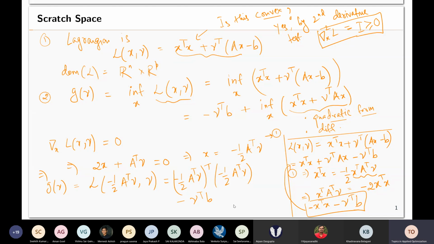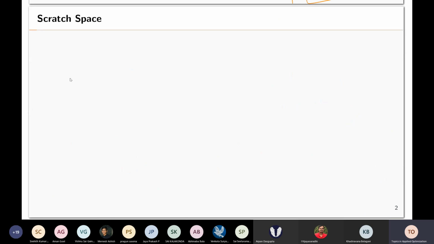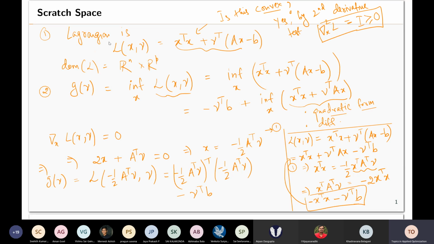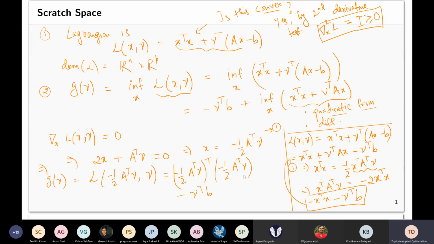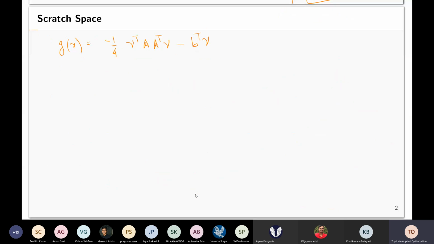Okay, so if we simplify this further, then G of nu will become minus 1 over 4 nu transpose A A transpose nu minus B transpose nu. This term was there, right? Or this term here.